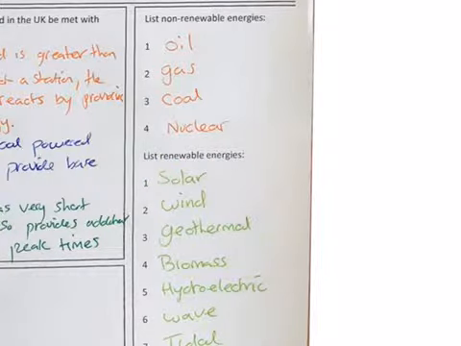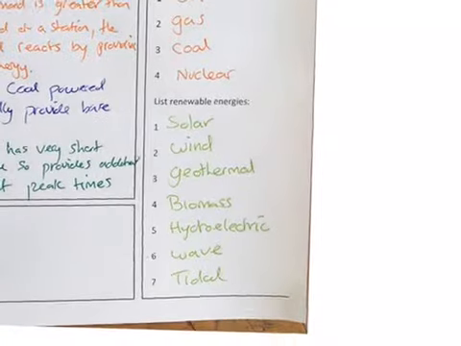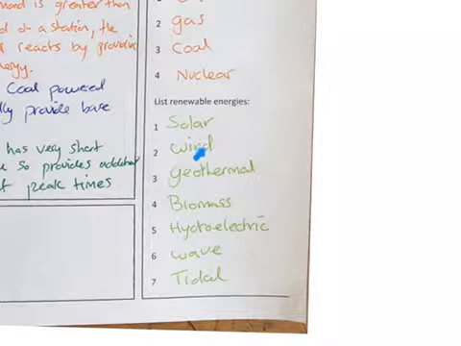List renewable energies. So there's 7 main ones. We got solar, which comes from the sun. Wind, from wind turbines. You see them on top of mountains. Geothermal is the one we get from the ground. So if we dig deep enough, then the temperature is going to remain really constant underground.